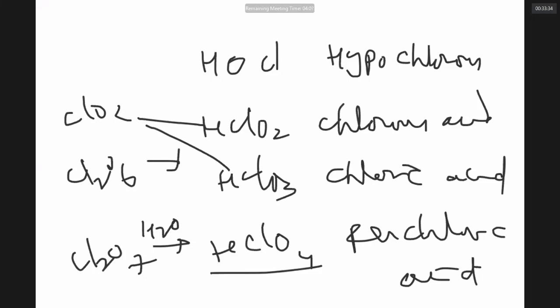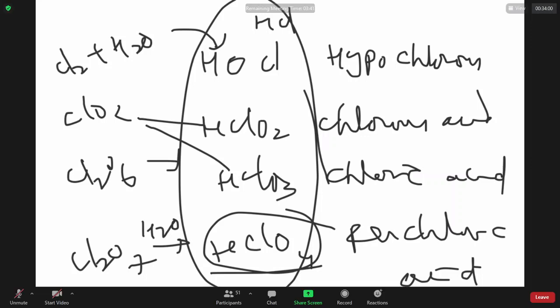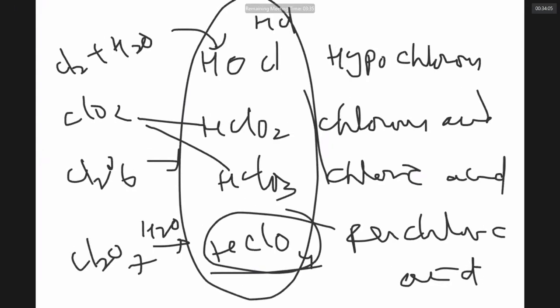Notice that when chlorine directly reacts with water, you will get HOCl and HCl. Ladies and gentlemen, notice that amongst all these oxyacids, HClO4 is the most acidic and it has a tetrahedral shape. Perchloric acid is such a dangerous acid. It is the most powerful oxidizing agent and a very strong acid.